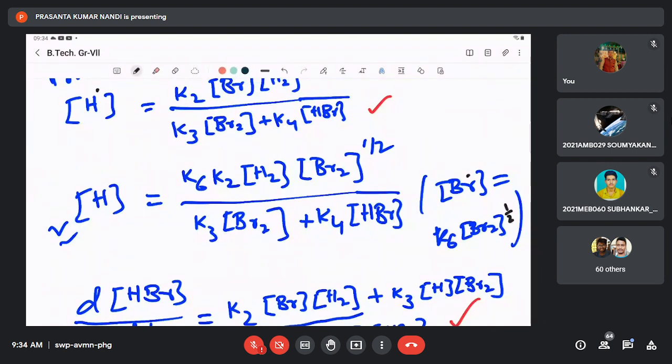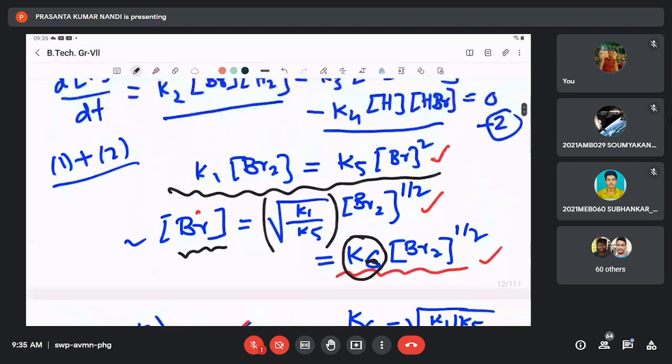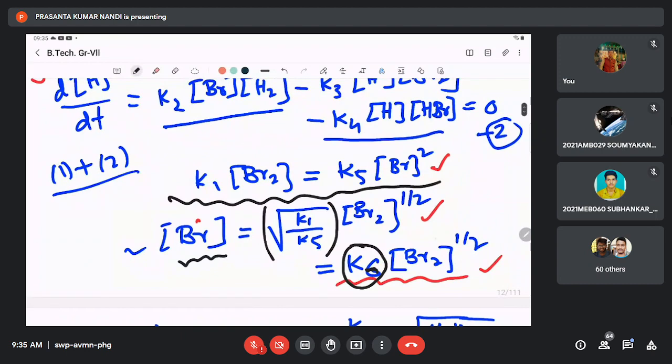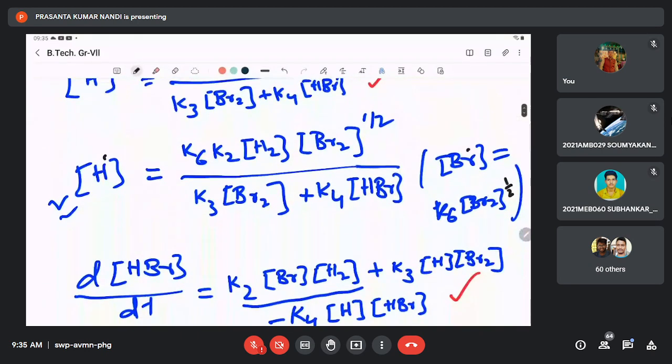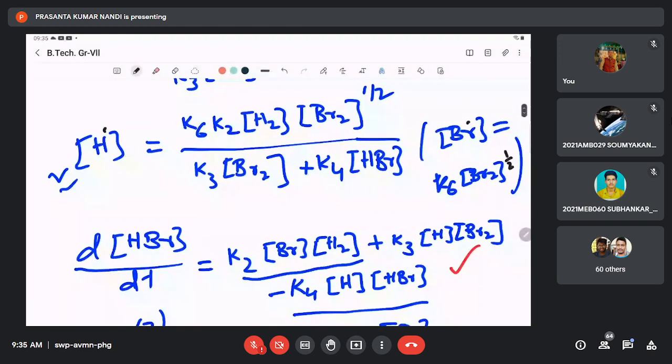So if you look at these expressions, we have been able to express the hydrogen free radical concentration and bromine free radical concentration in terms of the stable species, that is either H2, Br2 or HBr. If you look carefully, the bromine free radical we have been able to write in terms of Br2, and here H dot we have been able to write in this form. Now let us find the rate of formation of HBr molecule, that is the product.